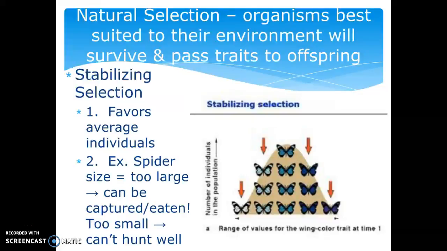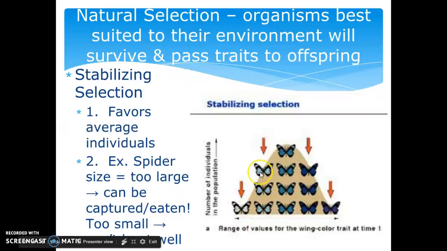All right, so natural selection can also be called survival of the fittest. Those two can be used interchangeably. And the organisms that survive are the ones best suited to their environments and then will survive to pass those traits on to their offspring. This first one is called stabilizing selection, and this favors the average individual. So if you see this hump here, this is saying, hey, these organisms in the middle, the average individual, are going to survive a lot more than these guys on this side of the hump and these guys on this side.